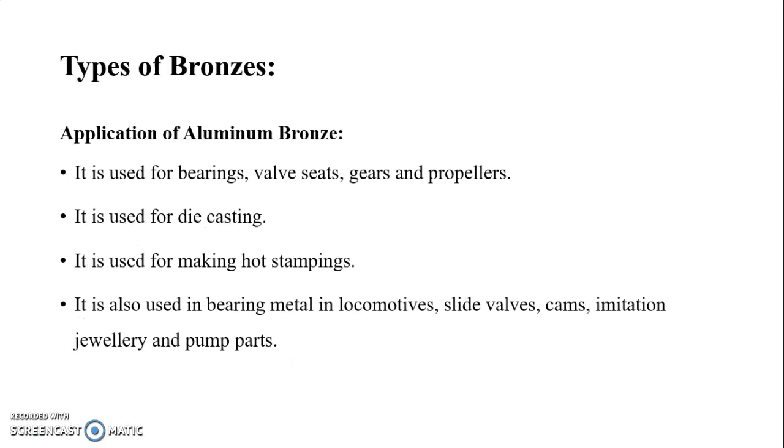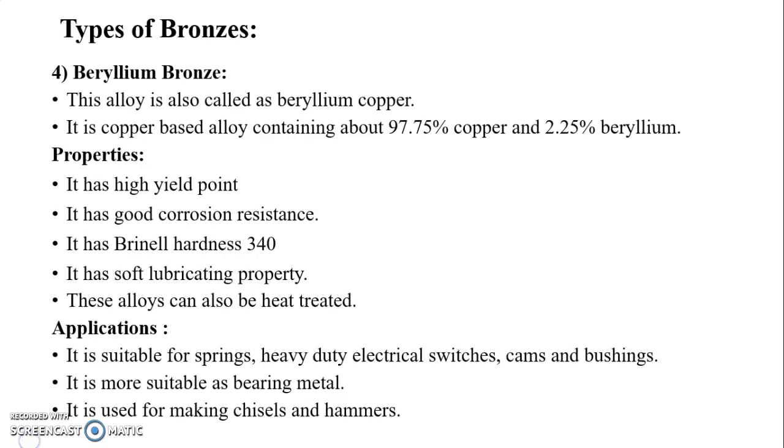Then there are some applications of aluminum bronze. It is used for bearings, wall seats, for manufacturing gears and propellers. It is used for die casting, and also for making hot stamping. It is also used in bearing metals in locomotives, slide walls, cams, imitation jewelry and pump parts.